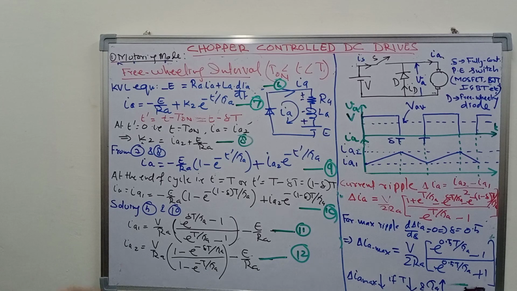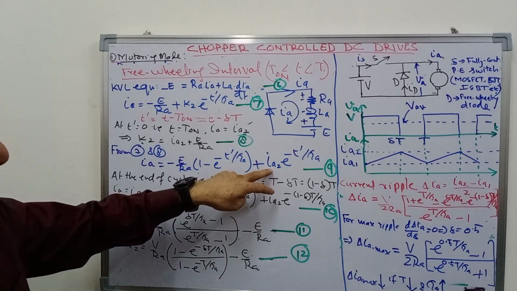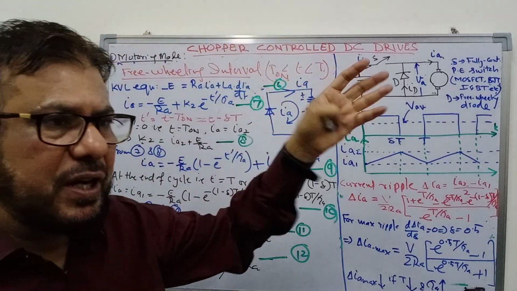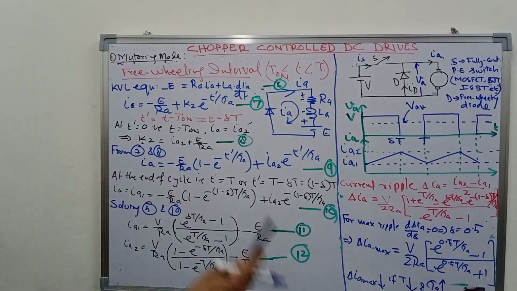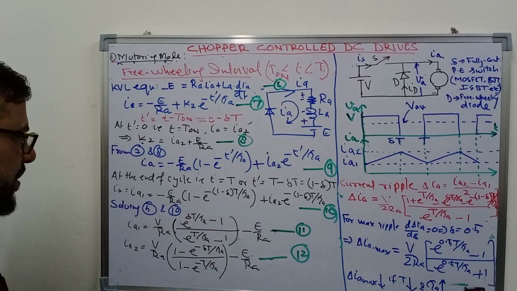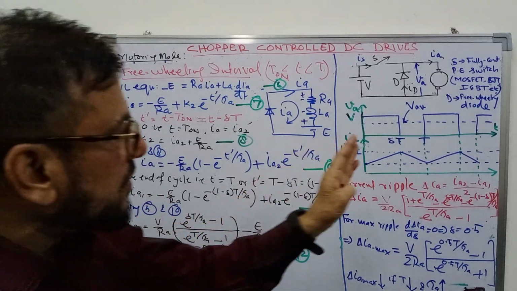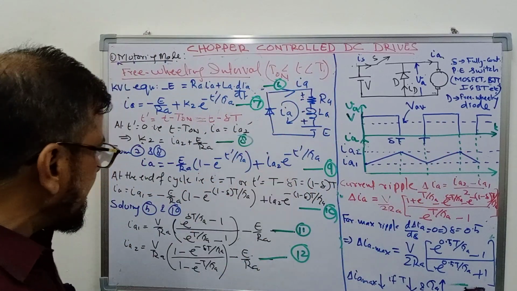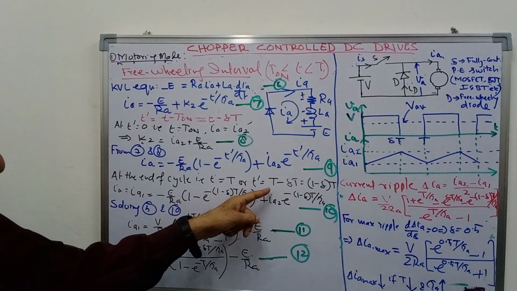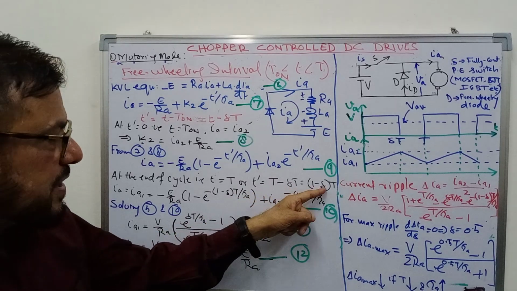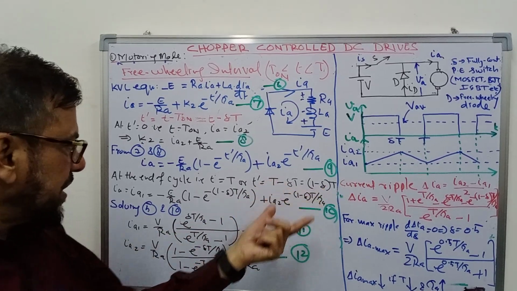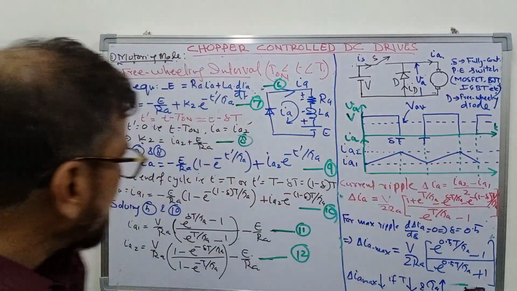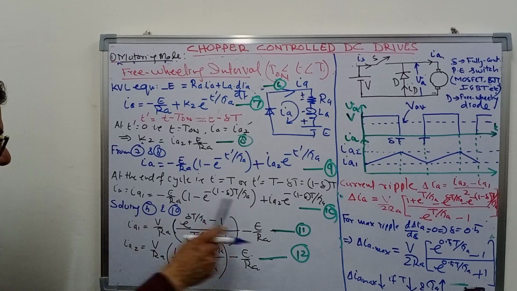Now again here the value of Ia2 is not known to you. From the previous equation you got one relation between Ia1 and Ia2. So at the end of this cycle, that is at the end of the freewheeling interval, that is at t equal to capital T, or t dash is equal to T minus delta T, that is 1 minus delta T, the current will be equal to the minimum value, that is equal to Ia1. So you put this value of t here.